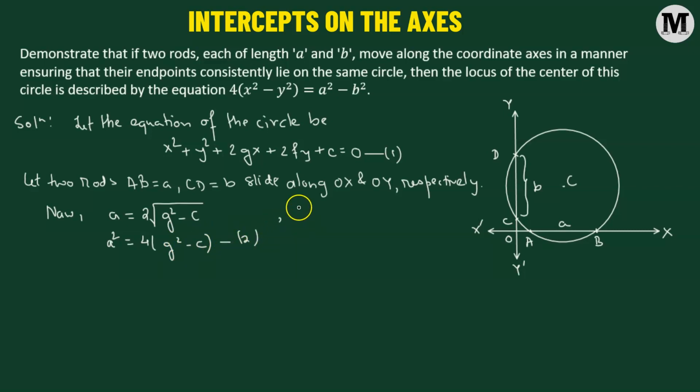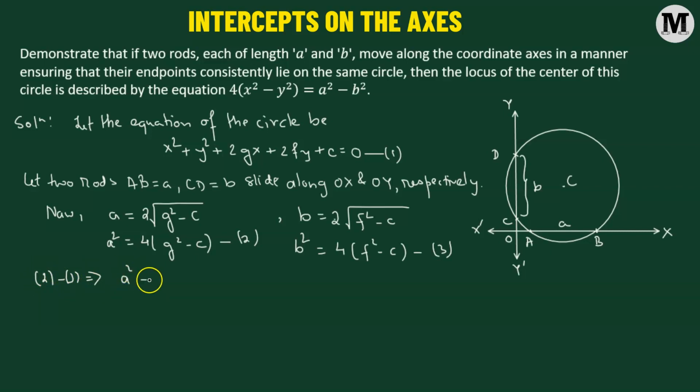And similarly, we can also define the y-intercept. The length of the y-intercept, which is nothing but the rod of length b, will be equal to 2 times the square root of f squared minus c. So squaring it gives us b squared equals 4 times f squared minus c. Let this be equation number 3. Now here c is the constant. c is the parameter that we need to get rid of. So let's do one thing. Let's do 2 minus 3. When we subtract 3 from equation number 2, we get a squared minus b squared equals 4 times g squared minus f squared.